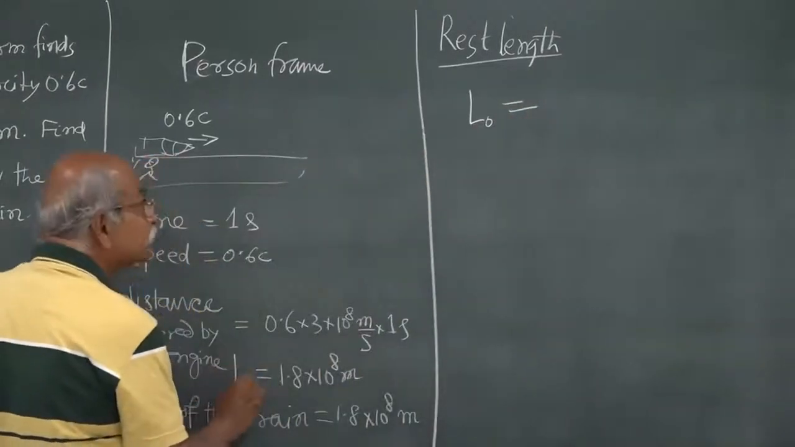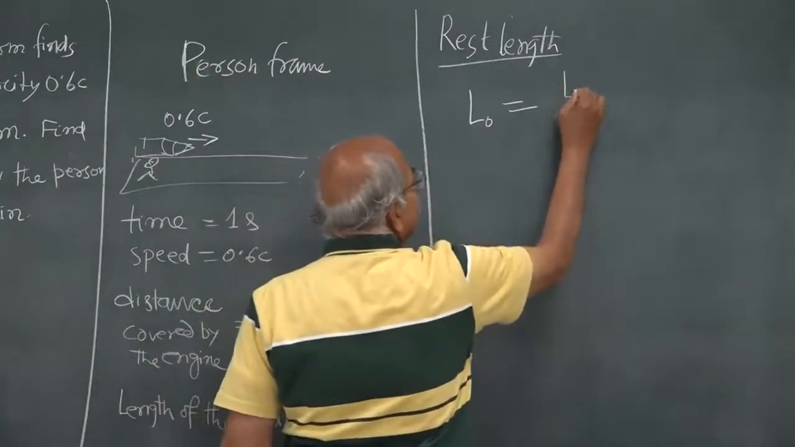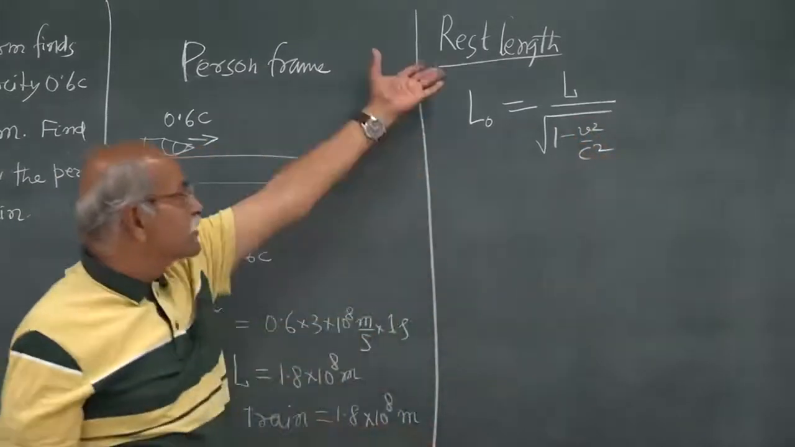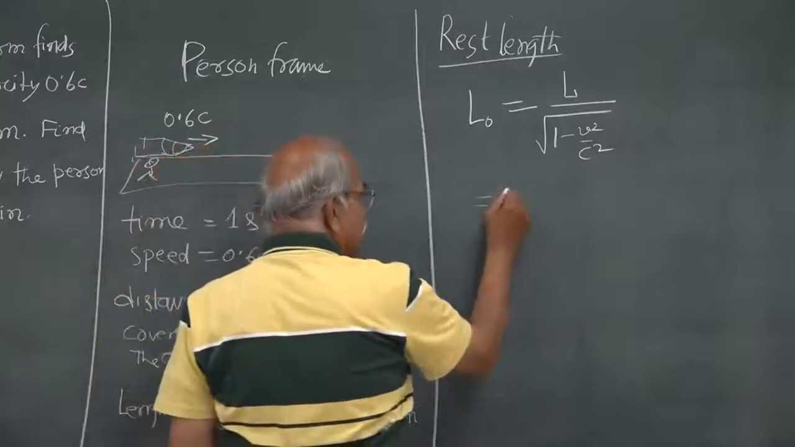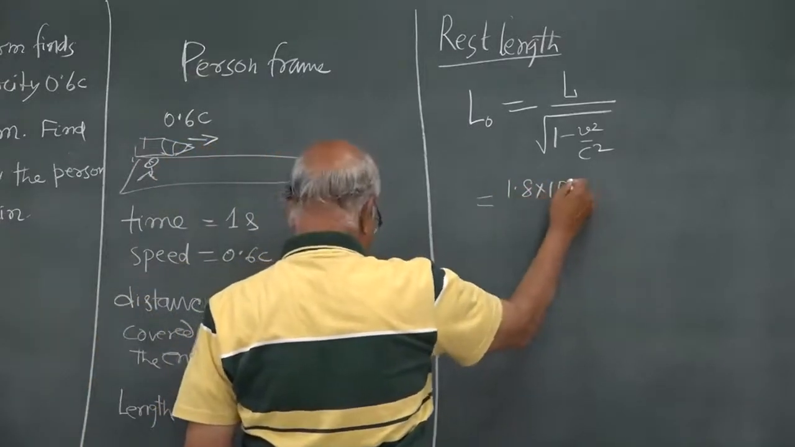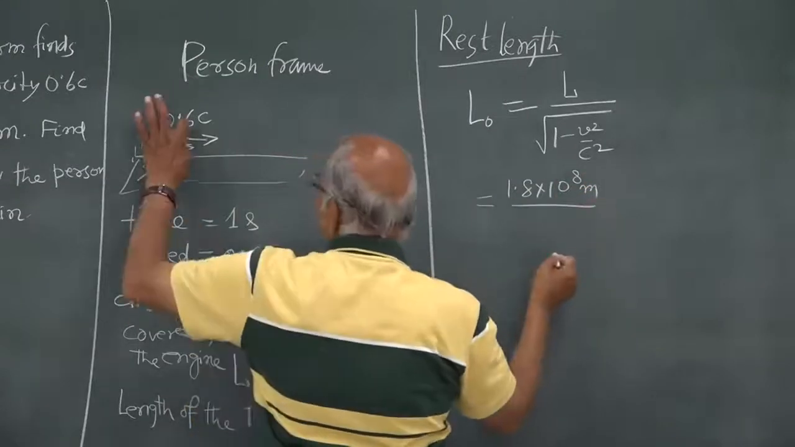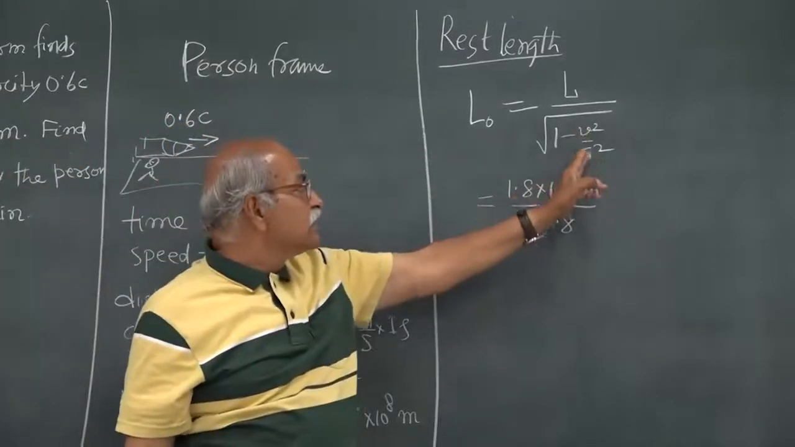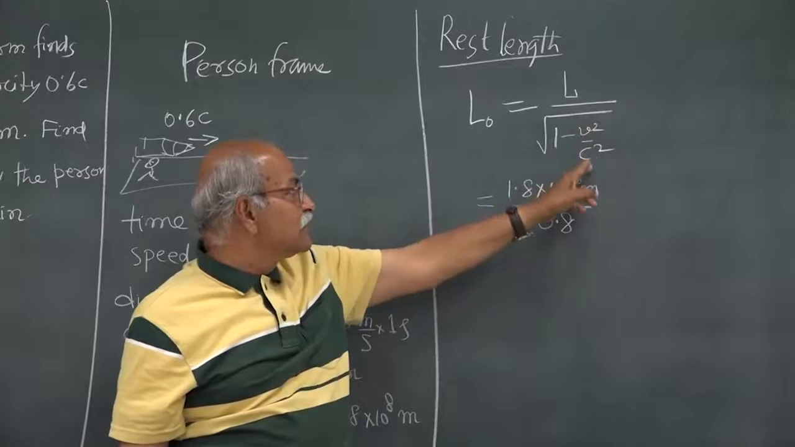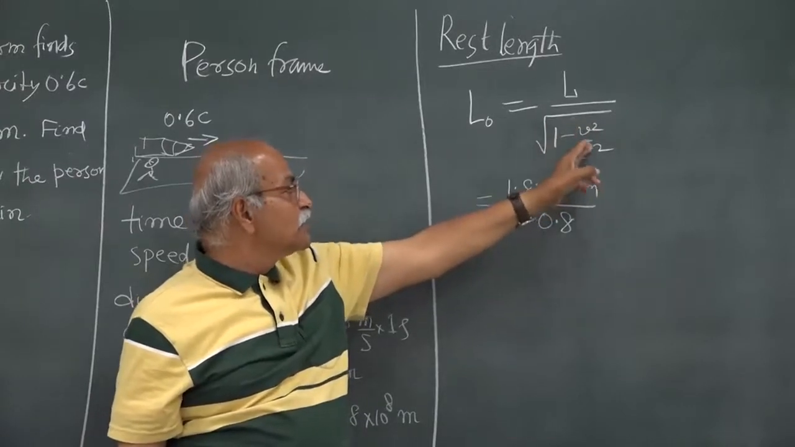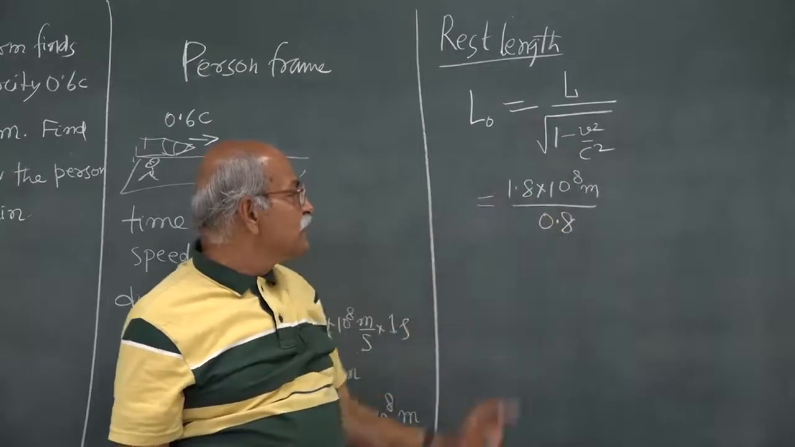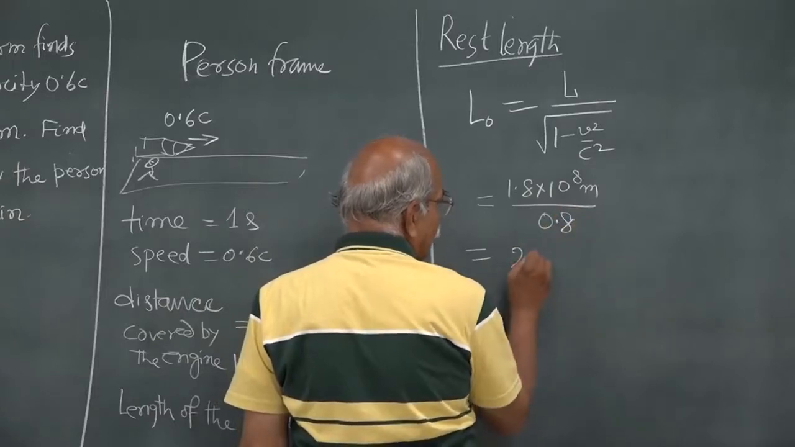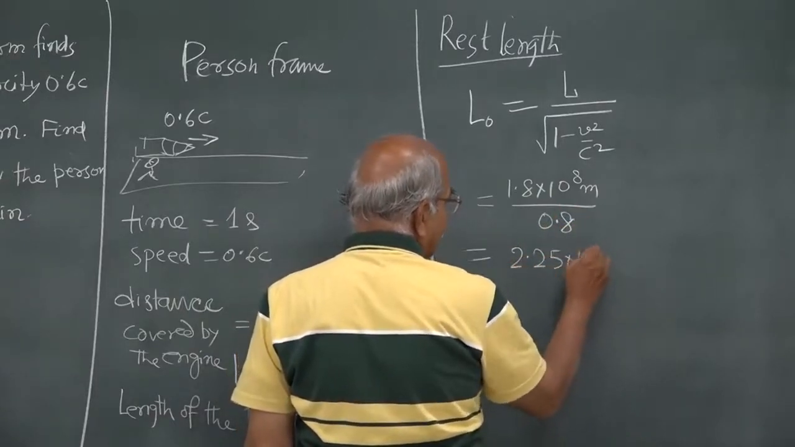Therefore, this rest length will be this length. If I call it L, this will be L divided by square root of 1 minus v square by c square. It has to be larger, so you have to divide by this. So, this is 1.8 into 10 power 8 meter divided by 0.8. Okay. When you put 0.6 here, the square will be 0.36 and 1 minus 0.36 will be 0.64 and the square root will be 0.8. So, how much is it? 9 by 4. So, 2.25 into 10 to the power 8 meters.